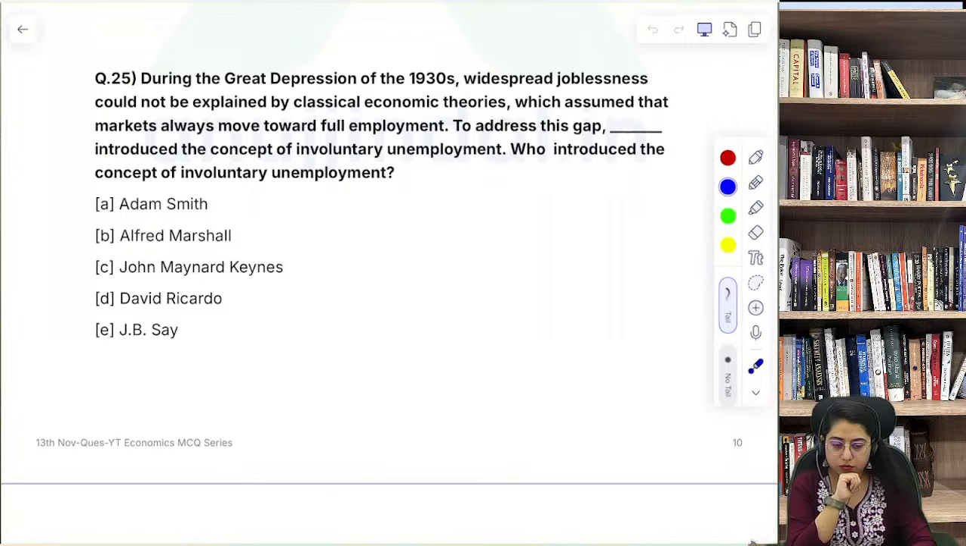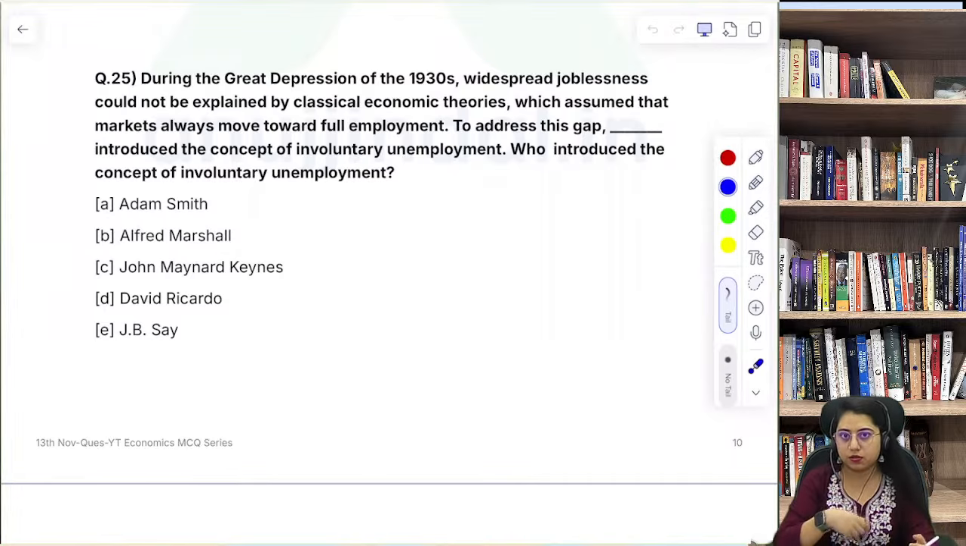Okay. So involuntary unemployment is an unemployment where people are willing to work and they are able to work at the prevailing wage rate but still cannot find jobs. Okay. क्योंकि demand नहीं है because of insufficient aggregate demand in the economy.